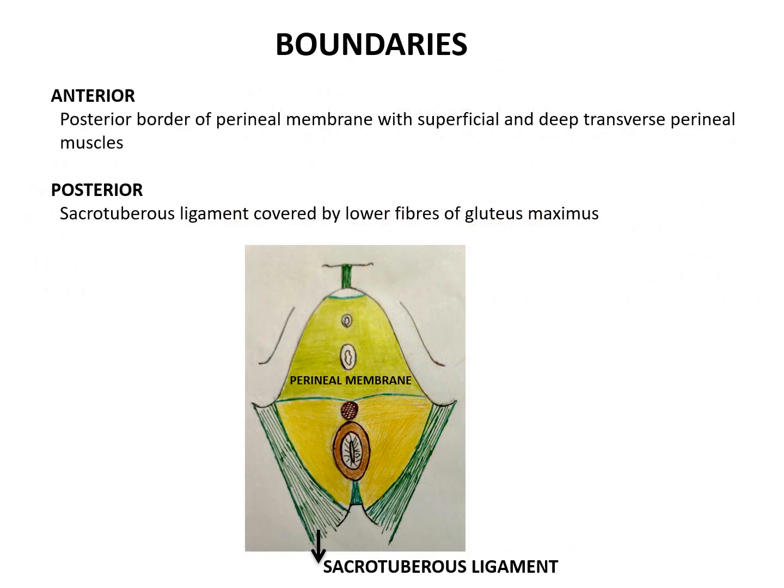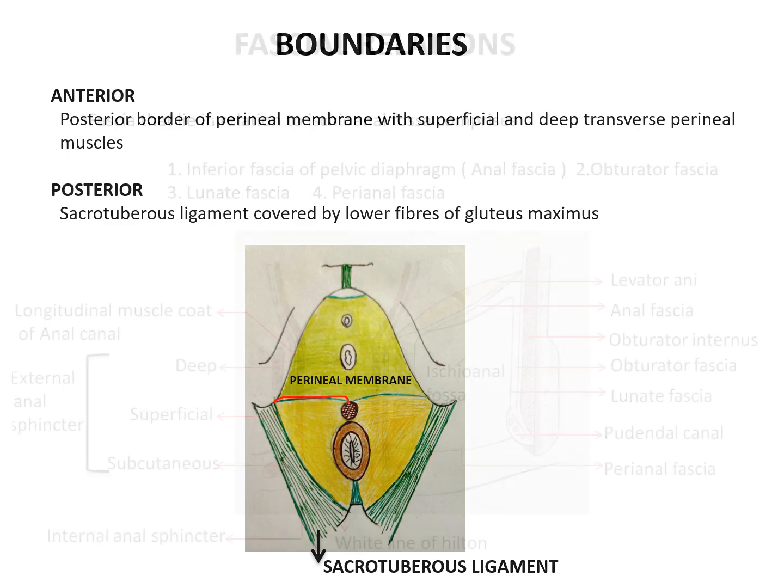Coming to the anterior boundary of the ischioanal fossa, anteriorly it is bounded by the posterior border of the perineal membrane, with the superficial transverse perineal muscle below and the deep transverse perineal muscle above. Posteriorly it is bounded by the sacrotuberous ligament covered by the lower fibers of the gluteus maximus.